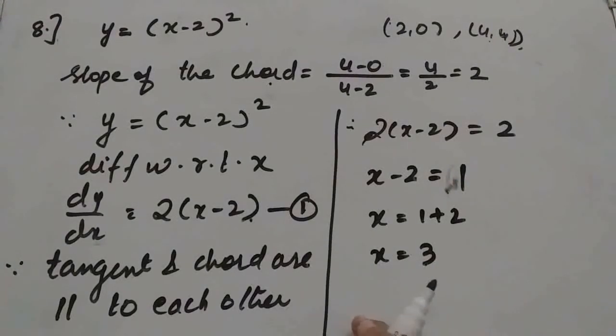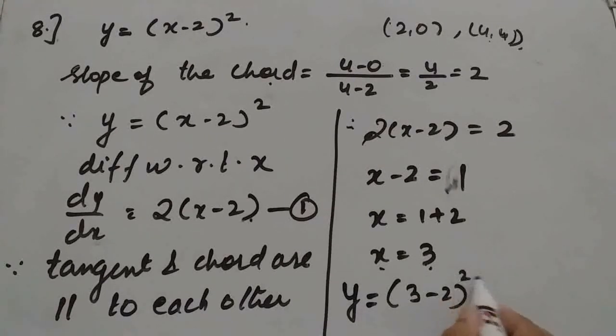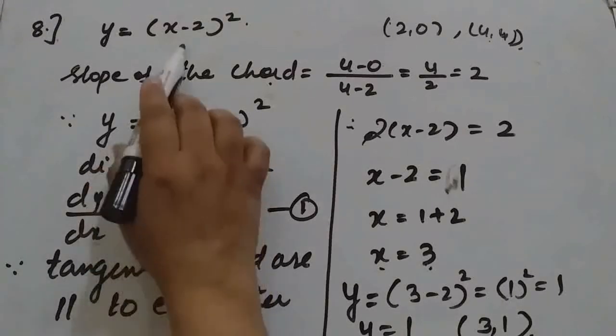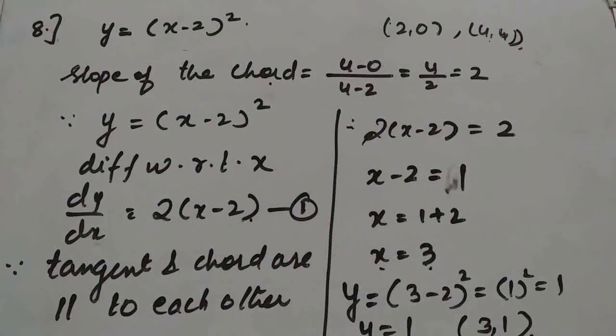So we have to find a point on the curve. So x value we got 3, so there we will substitute in the y expression. 3 minus 2 whole square, that is 1 square, that will be 1. So y is 1. So what will be the point here? 3 comma 1 is the point at which this tangent is parallel to the chord.